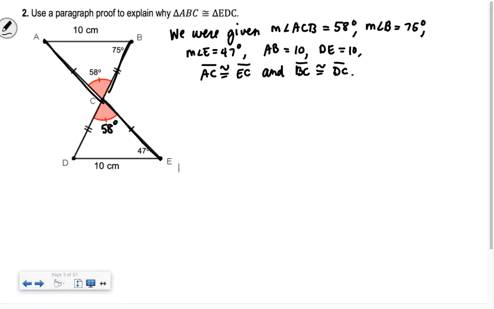So we were given all those different things. So we're pretty much there. We only have a couple more things to say. So for our sides, we have 1 and 2 sets of sides. So we need one last side. Can we say those last sides are congruent?